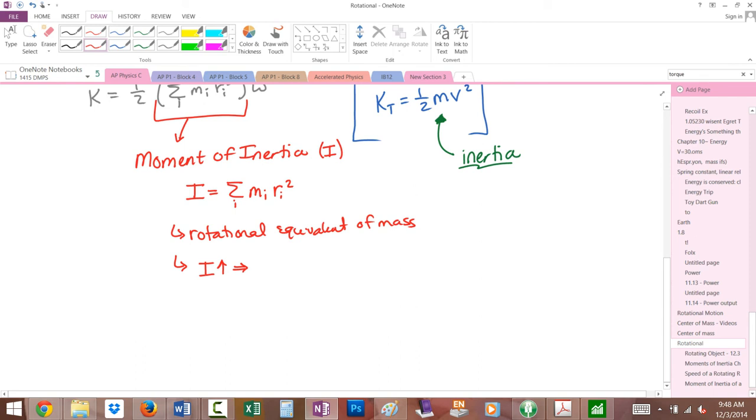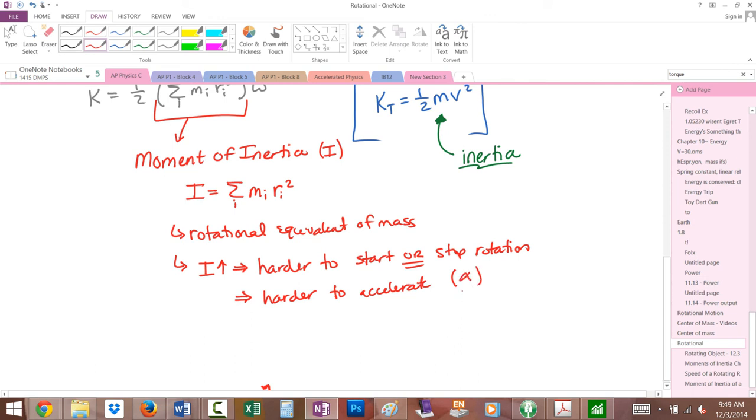Okay. If the moment of inertia is higher, that means that it's harder to start or stop rotation. Okay? Or you could say it's harder to accelerate in a rotational manner, so we're talking about alpha. Okay?